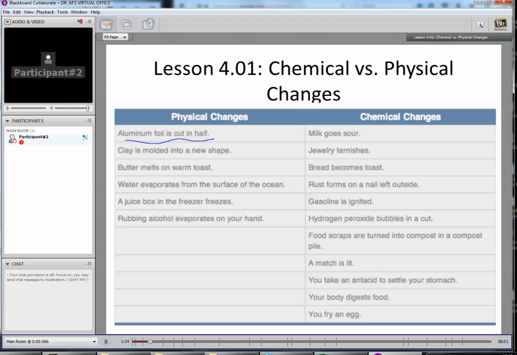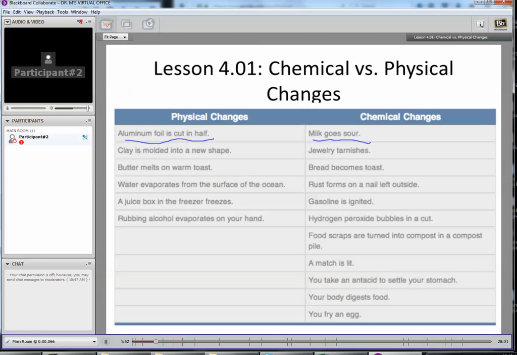Versus a chemical change where we have basically an irreversible change that has taken place, like milk going sour. Okay, we know here that because the atoms have rearranged, you cannot make milk unsour. And we can see from some of these other examples too, in other words, bread becoming toast, we know a chemical change has occurred too there because we can't go from toast to bread again.